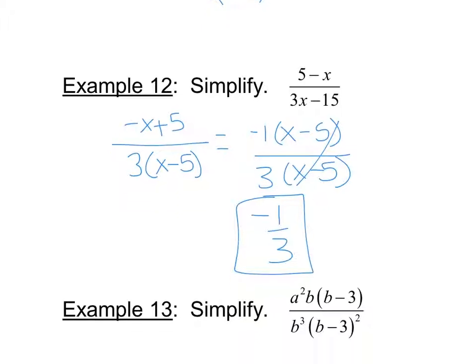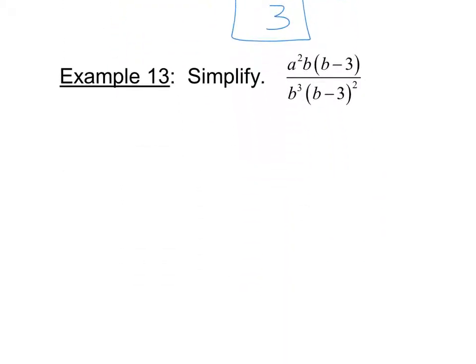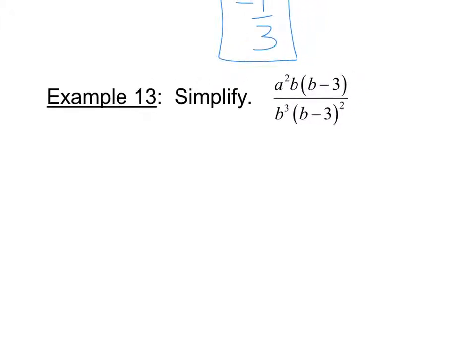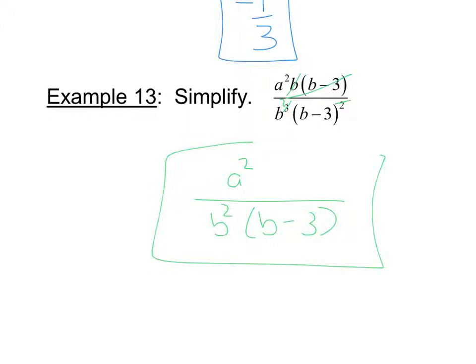Let's take a look. So what can I cancel to start with? Well, this b will take away one of these, so I have a squared, and then that changes to b squared. And then this b minus 3 will take out one of those b minus 3s, so I'm left with b minus 3 on the bottom. Okay? Let's take a look at some more.